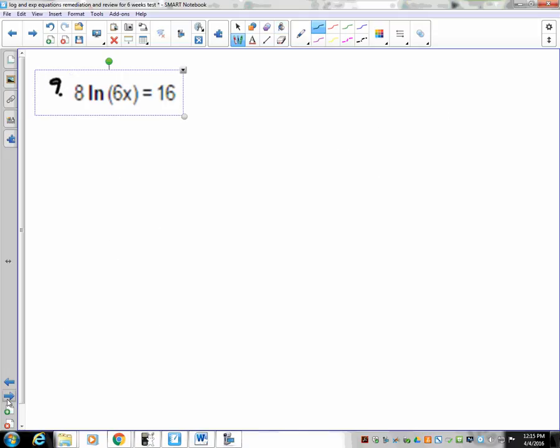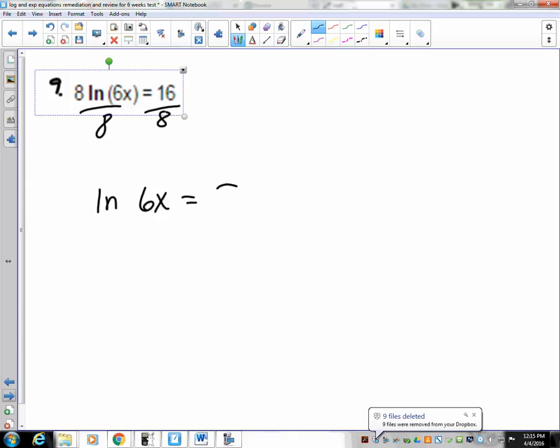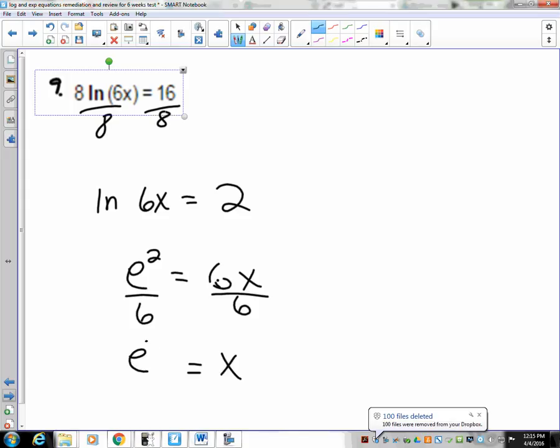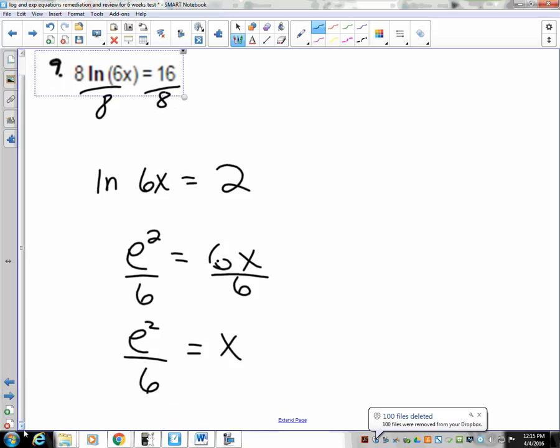All right. Now, this one's really similar. It's just got a couple of steps in there that you've got to do first. You've got to isolate first. You've got to get rid of that 8 first. So what do we do about that 8? Divide. That's pretty simple. You get natural log 6x equals 2. Now we go to exponential form. So that would be e squared equals 6x. Divide by 6. So there's our exact answer, e squared over 6. And then you put that in the calculator and approximate it.